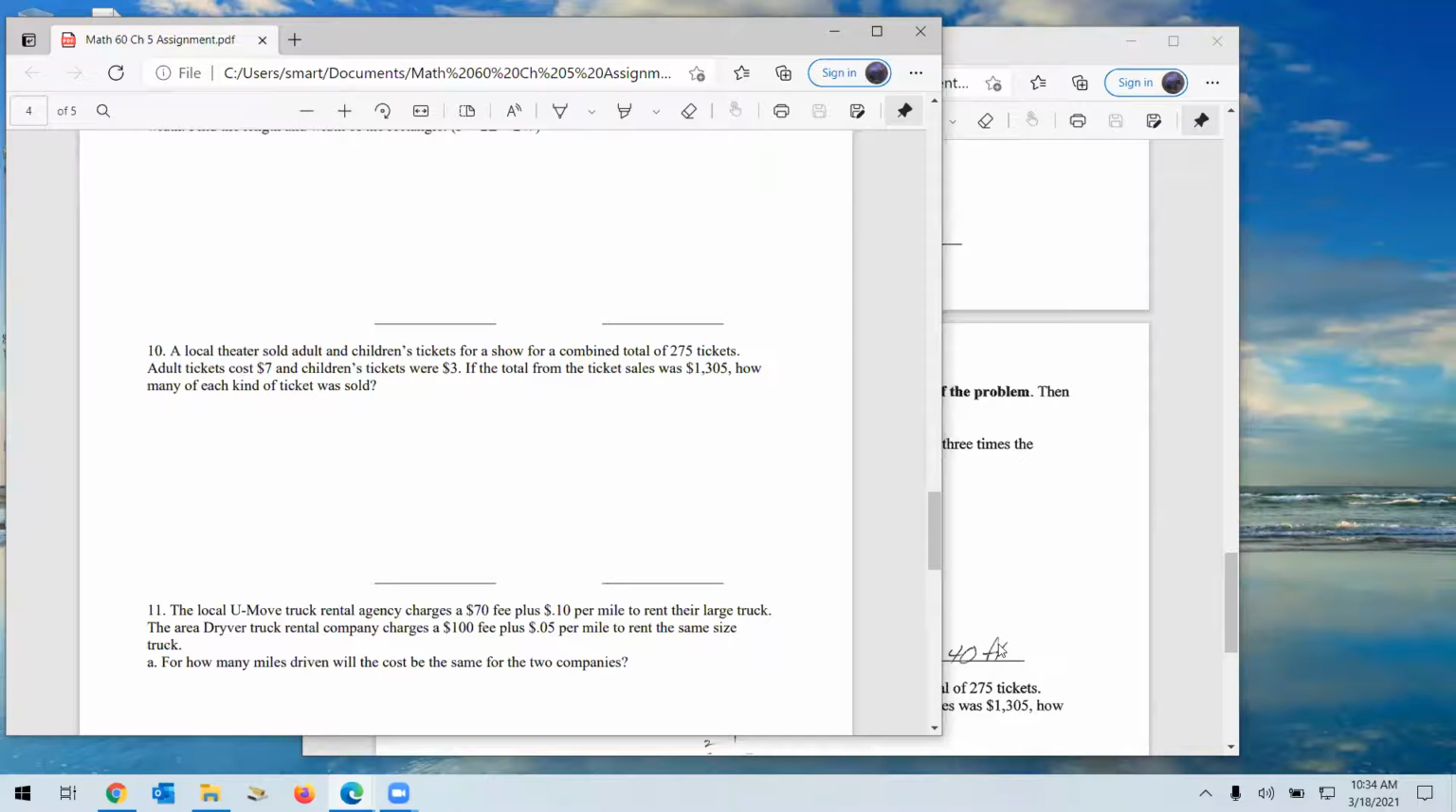Adult and children's tickets, what are we looking for? The end of the last sentence usually tells you: how many of each kind of ticket, how many adult tickets and how many children's tickets. So, A plus C, right? Just the quantities, let one variable equal the number of adults, the other variable the number of children. And there was a total number of 275, and then the value, $7 times every adult and $3 times every child ticket, added up to a certain total.